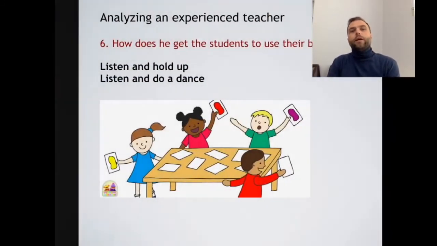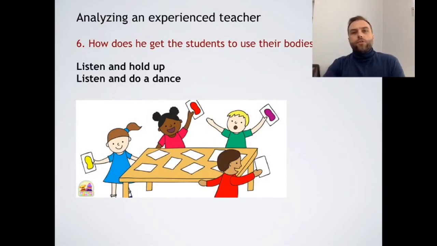Okay, let's move on. Number 6, how does he get the students to use their bodies? Okay, so of course, later in the lesson, in some of the later steps, the students do the activity where they listen and hold up the flashcard. And then the second step of the listening is listen and do a dance. Okay, so he's got 2 steps for listening. And I like this because it's a kinesthetic activity. It's getting the students moving.